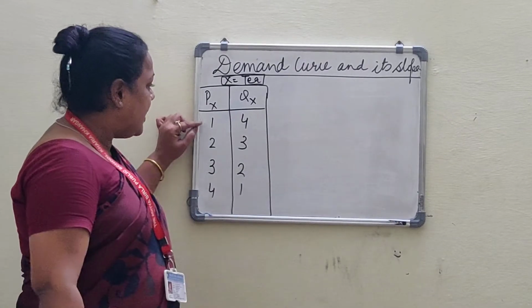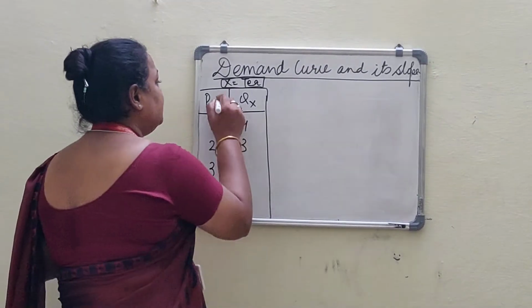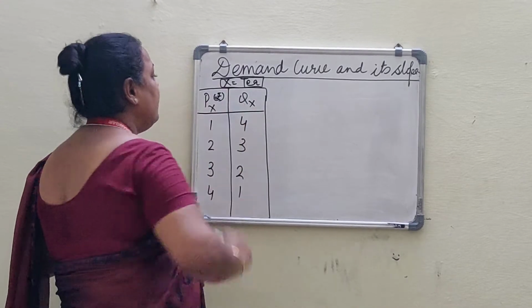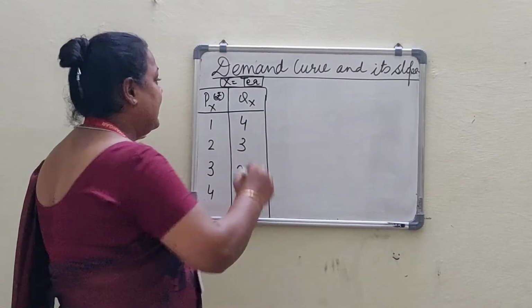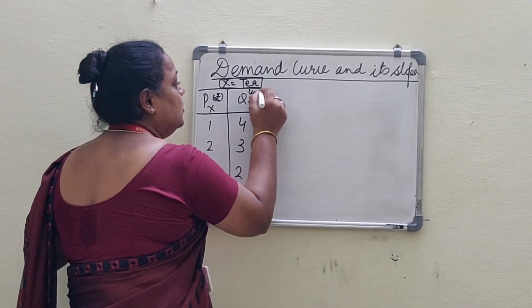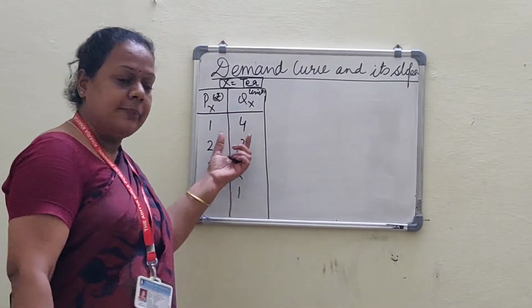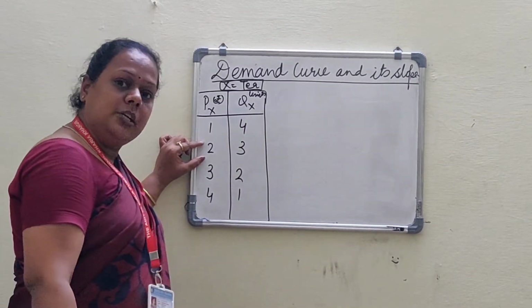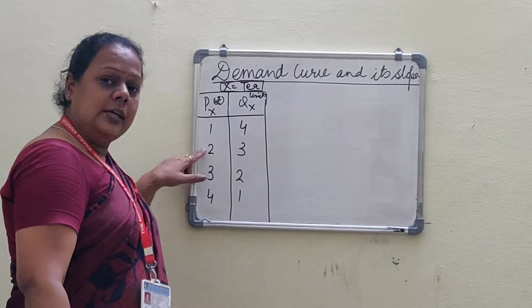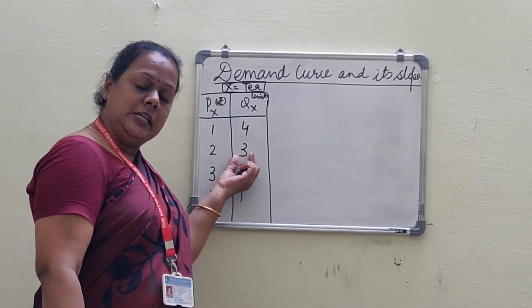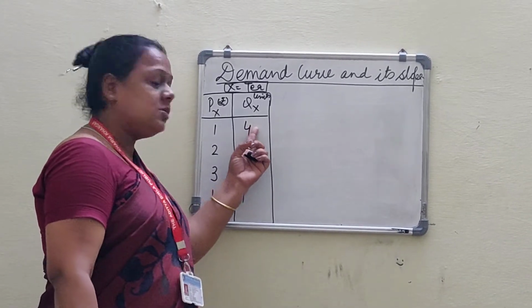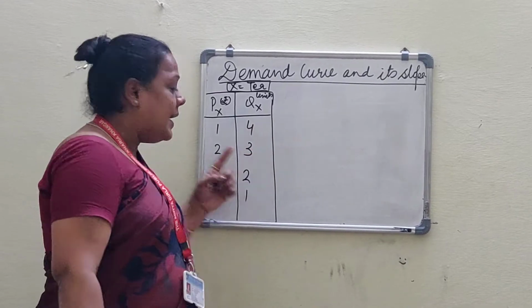When I talk about the price of tea, which was in rupees, when it was 1 rupee, then the person was ready to buy 4 units of tea. And when the price of the commodity rose from 1 to 2, the quantity of tea being demanded by the consumer reduced from 4 to 3, and so on.